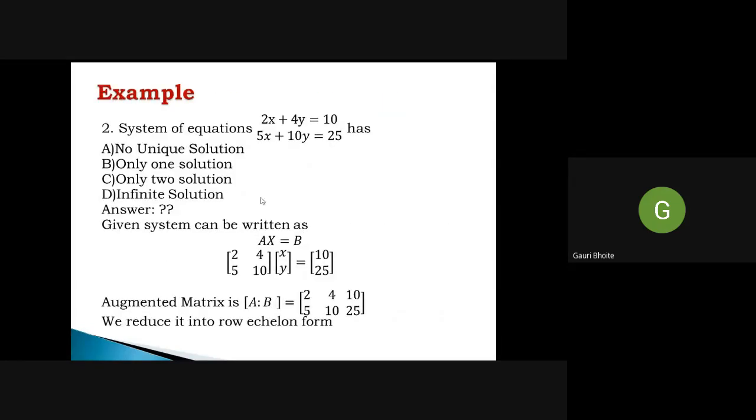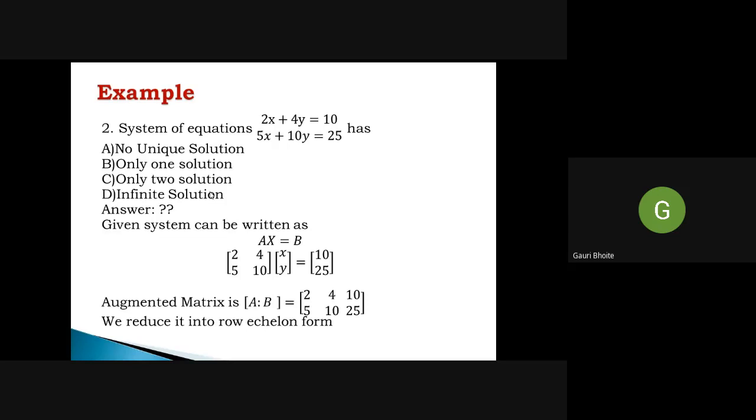Given the system 2x plus 4y is equal to 10, 5x plus 10y is equal to 25, options are given to you: no unique solution, only one solution which means unique solution, only two solutions, and infinite solutions. So try to find out which option is correct. How do we find out which type of solution the system has?